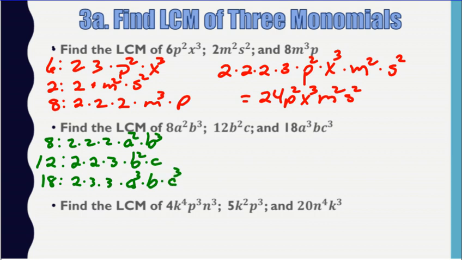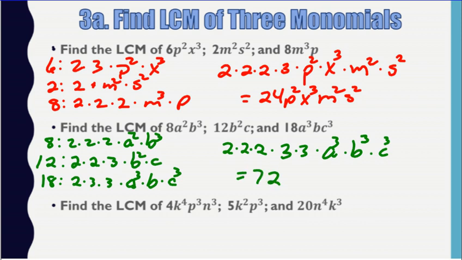The most 2's being used is 3, so 2 times 2 times 2. The most 3's is 2, so 3 times 3. The most a's is a cubed. The most b's is b cubed. The most c's is c cubed. So 8 times 9 is 72, a cubed, b cubed, c cubed. That would be our least common multiple.